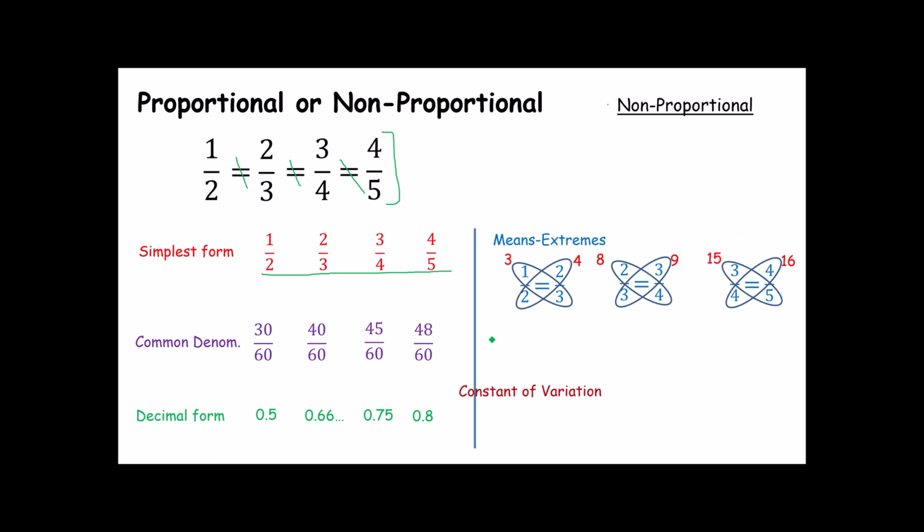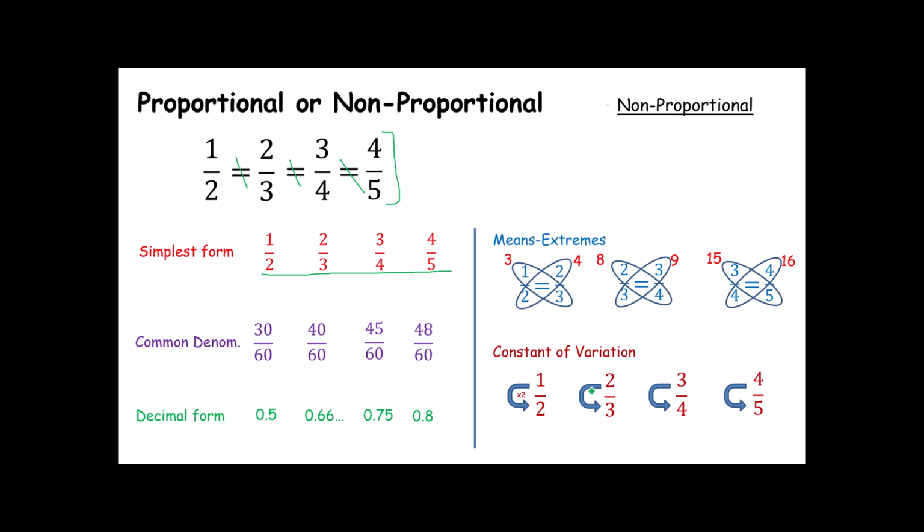Last type we're going to look at, the constant of variation. If I have 1/2, 2/3, 3/4, and 4/5. If these are proportional, when I do 1 times 2 and get 2, the same thing should happen on the other ratios. 2 times that same number should equal 3.